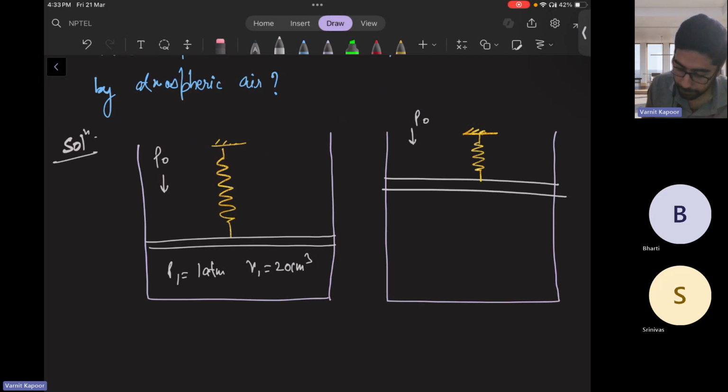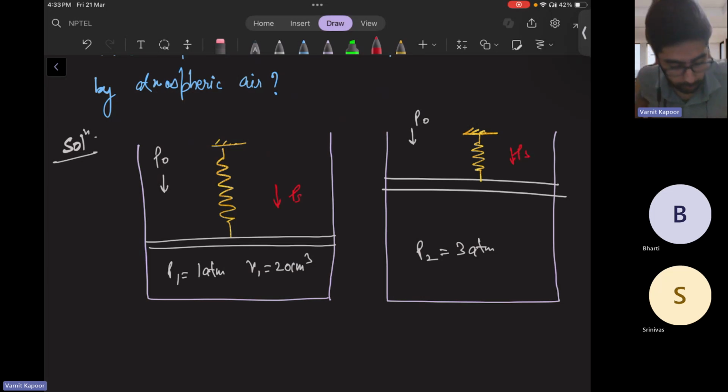We don't know the final volume, but we know the pressure. The final pressure comes out to be 3 atmosphere. Eventually there's going to be a pressure from the spring force, so we say the pressure is PS, from state 1 to state 2. And the spring constant K is given as 100 Newton per centimeter.